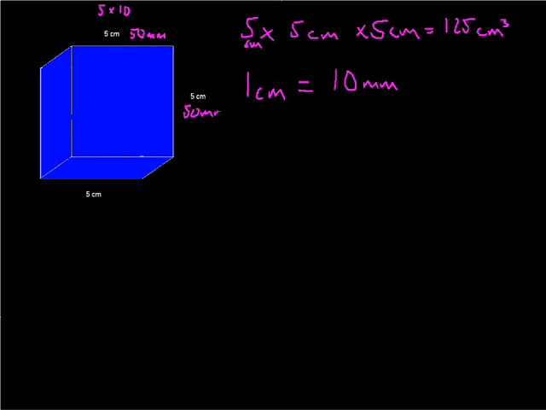and again 50 millimeters. This should actually be this dimension here. I've just realised I put it on the wrong one. Okay, so again we just transfer it from centimeters, exactly the same principle. 50 times 50 times 50 millimeters equals 125,000 millimeters cubed.